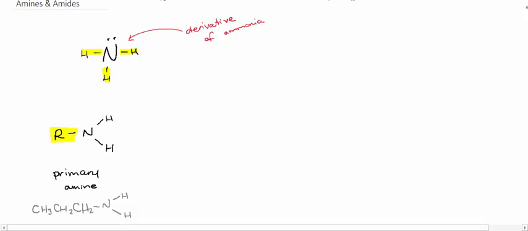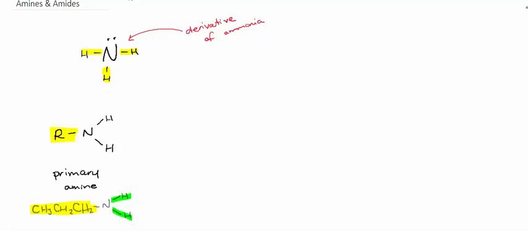So here we can also see an example of a primary amine. We've got our carbon chain here bonding onto our nitrogen, which has its two hydrogens. Now that group on the end, the amine group, it's drawn in expanded form there, but you may also see it as NH2 within a structure.